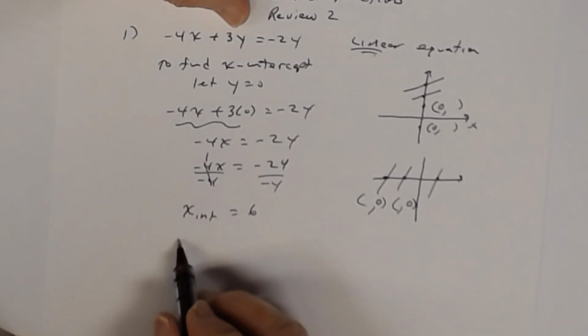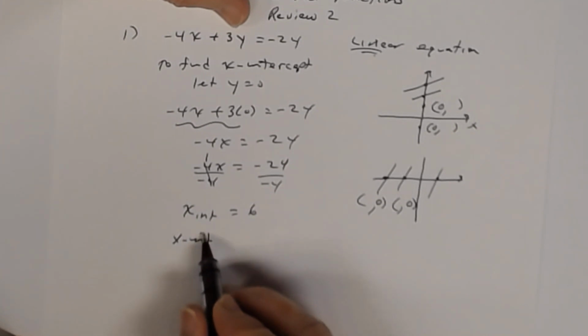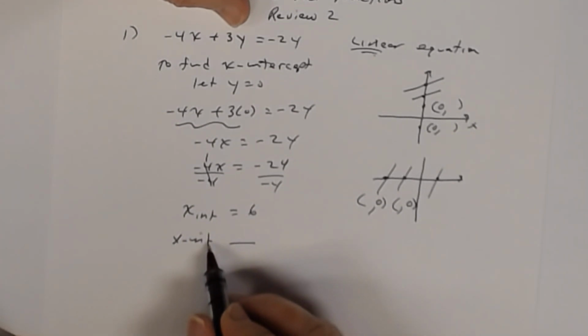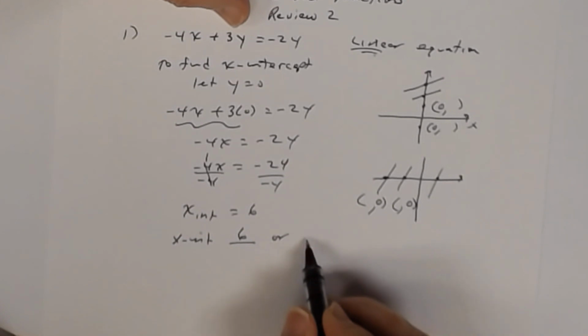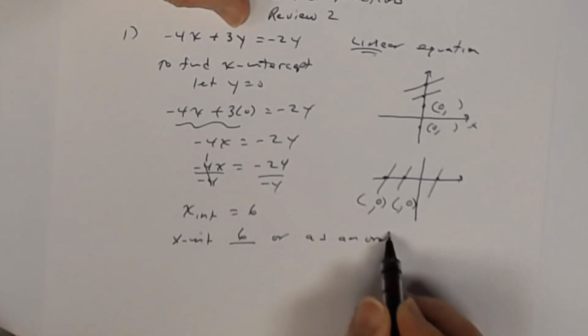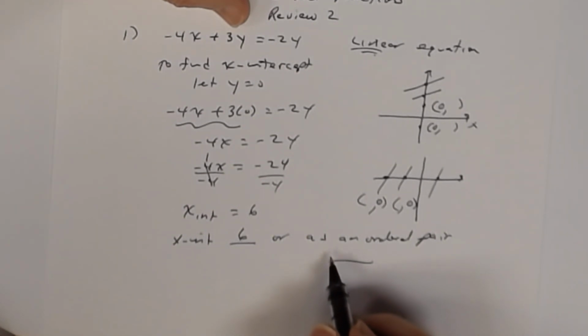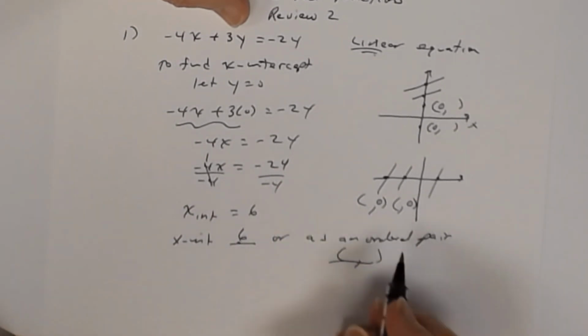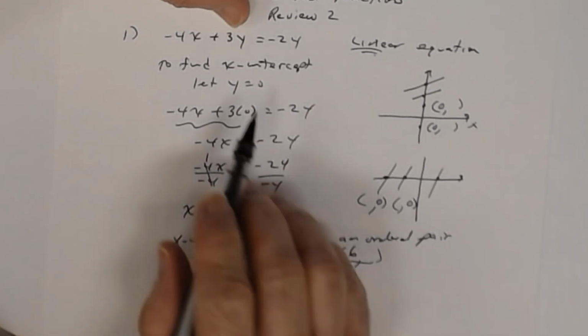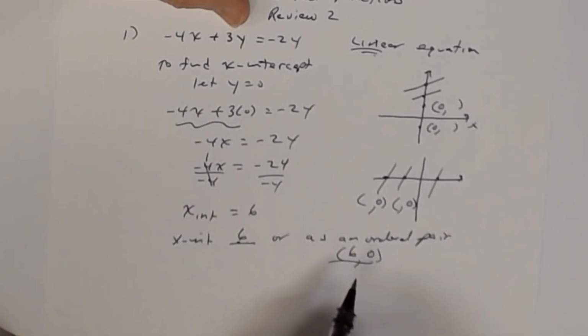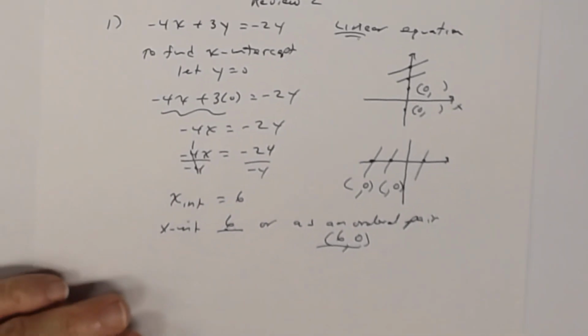Then you have to state the x-intercept, and there are a couple of ways to do it. You can say x-intercept equals 6, or as an ordered pair, remember it's important what your x and your y are. In an ordered pair you put x first and then y. So your x-coordinate is 6 and y is 0. Be careful: it's (6, 0), not (0, 6). (0, 6) is a different point than (6, 0). All right, so there's your x-intercept.